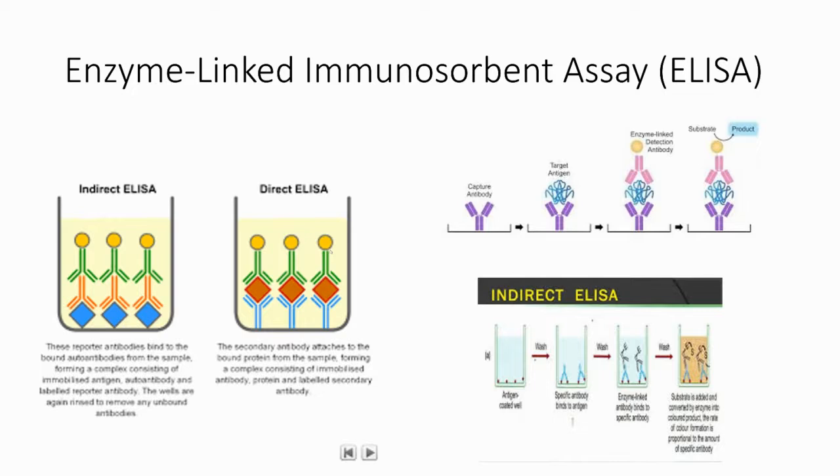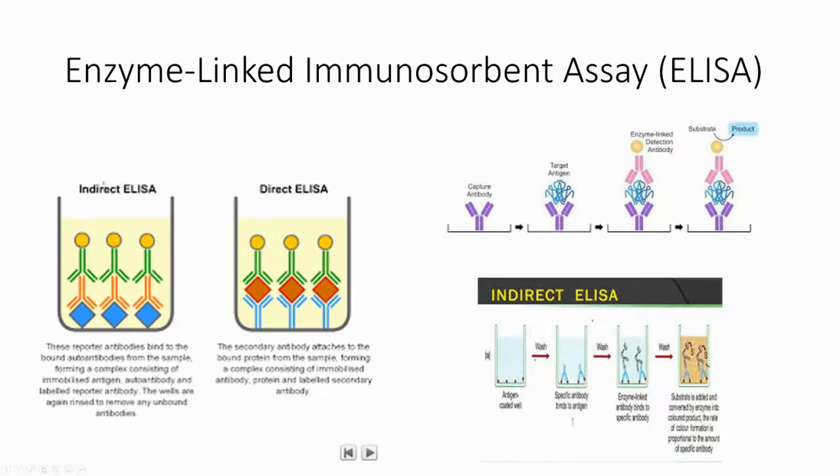So basically, ELISA permits a highly sensitive and selective quantitative and qualitative analysis of antigens, including proteins or peptides. And there are two different types of ELISA. One is called indirect ELISA, the other is called direct ELISA.